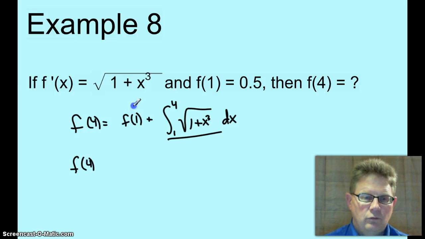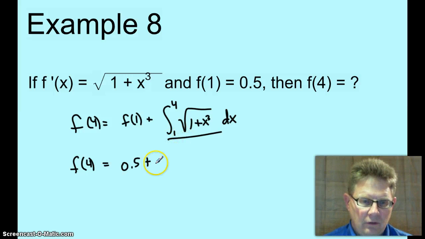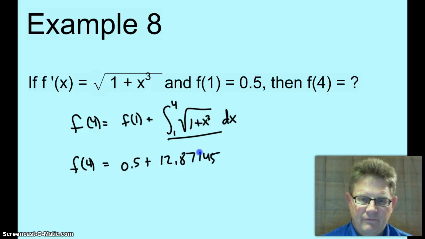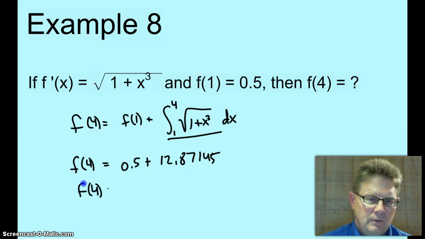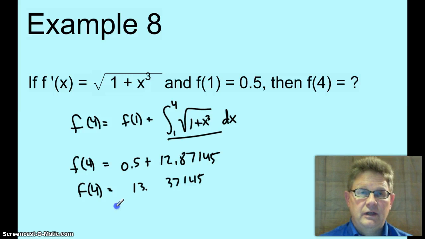So f of 4 equals, well, what's f of 1? 0.5 plus whatever that definite integral is. Hold on, I have to go look. According to my calculations, it is 12.87145. So f of 4 equals 13.37145. All right. This does conclude definite integrals part 1, lesson 2, the second version or the second part of the fundamental theorem of calculus.